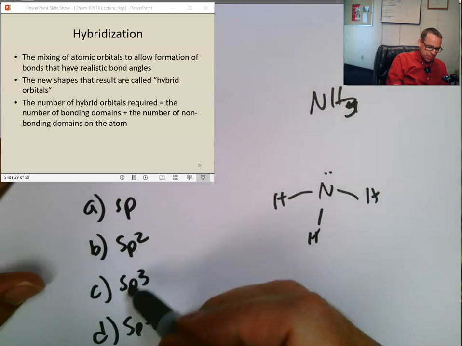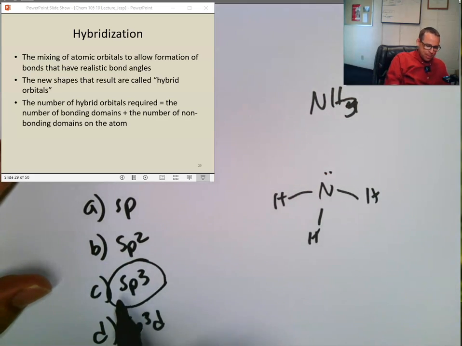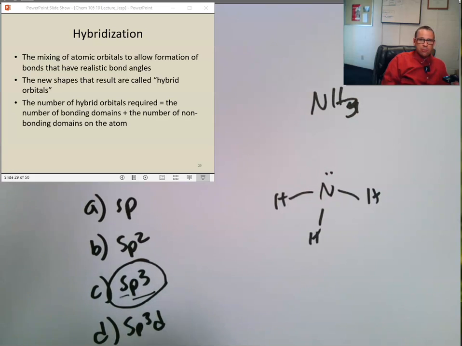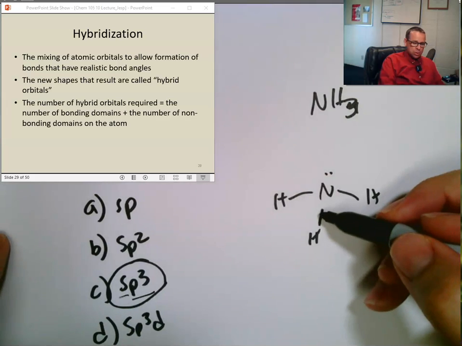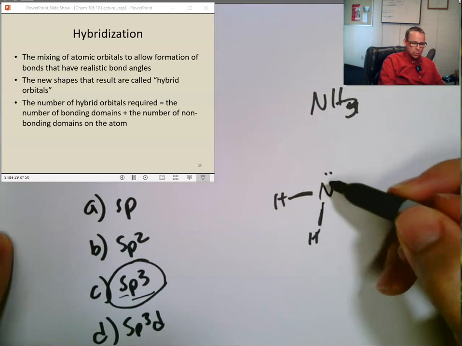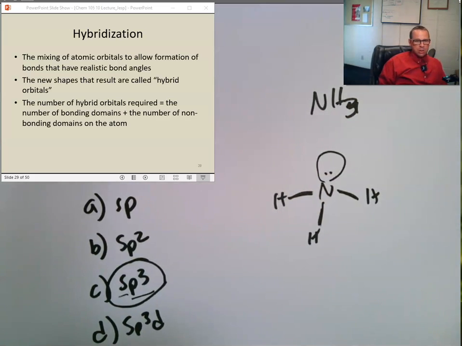sp3. sp3, that's right. This S means 1 atomic orbital of S, and the P3 means 3 additional, so a total of 4. And 4 atomic orbitals will be necessary to produce 1, 2, 3, 4 regions of electron density there. Okay, very good. So that is our hybrid orbitals.